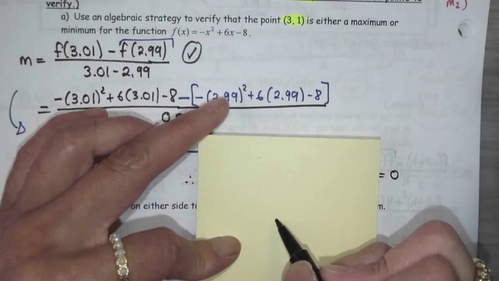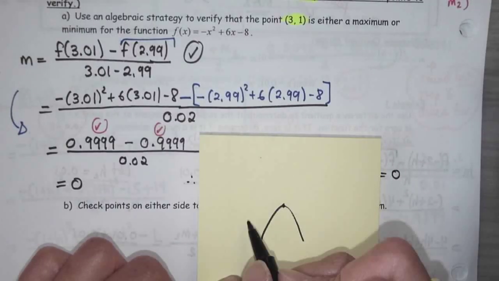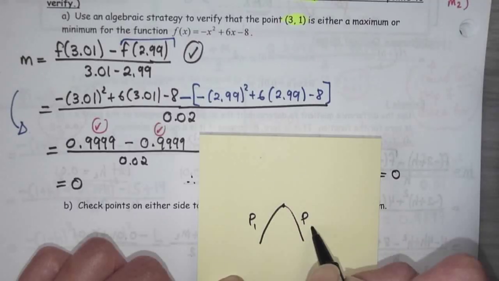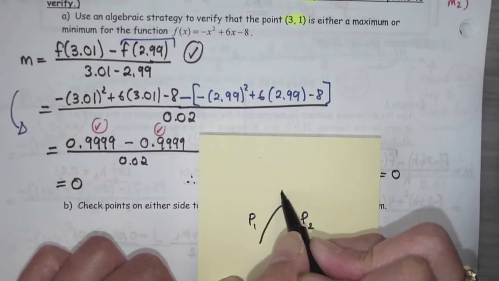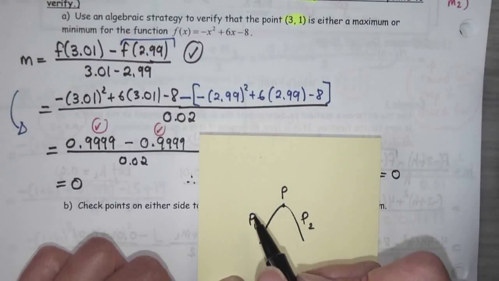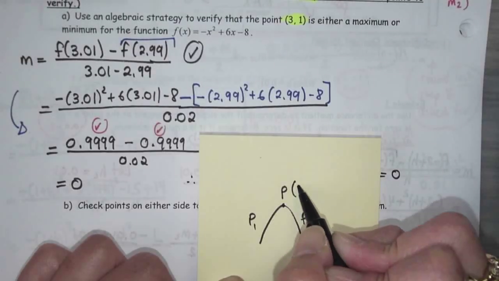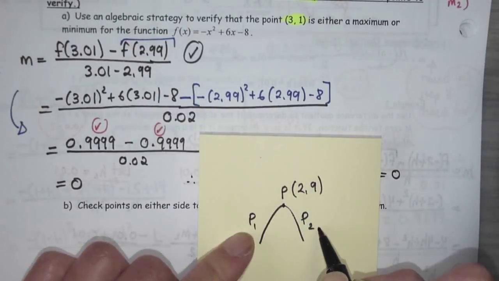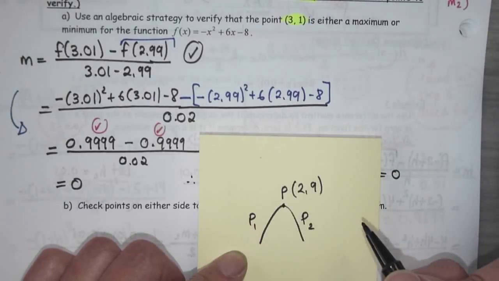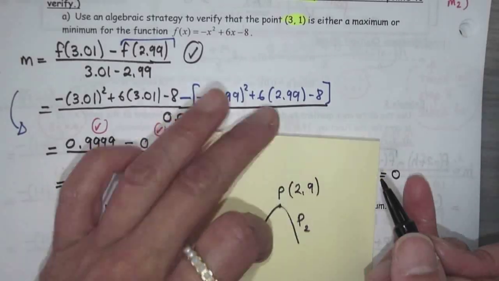So what we're going to do is that if we have a maximum and we know that point is there, I check a point here and a point here, so point 1 and point 2, and compare them to my point here. These 2 points should be lower than that point in terms of the y value. So say this was 2, 9, as long as these 2 points are lower than 9, then it's a maximum. If they're higher than 9, that means it headed up and it's a minimum. So let's try that now.